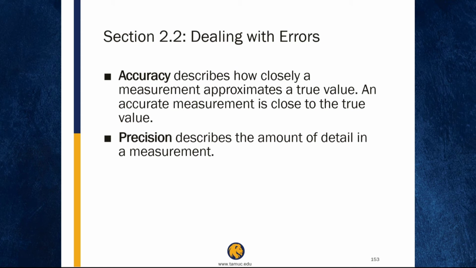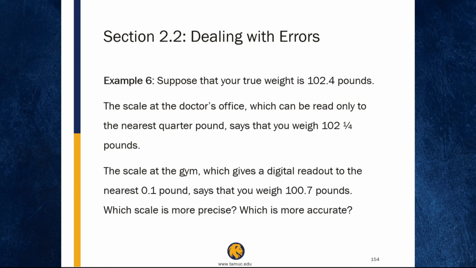So accuracy describes how closely a measurement approximates a true value. An accurate measurement is close to the true value. Precision measures the amount of detail which is in a measurement. On this example, it says, suppose your true weight is 102.4 pounds. The scale at the doctor's office, which can be read only to the nearest quarter pound, says that you weigh 102.25 pounds. On the other hand, the scale at the gym, which gives a digital readout to the nearest tenth of a pound, says that you weigh 100.7 pounds. Which scale is more precise and which is more accurate?